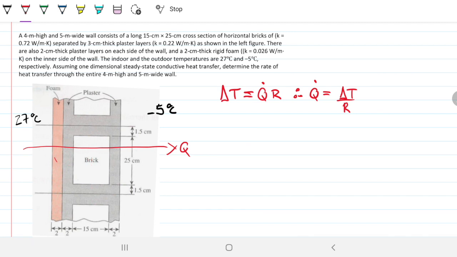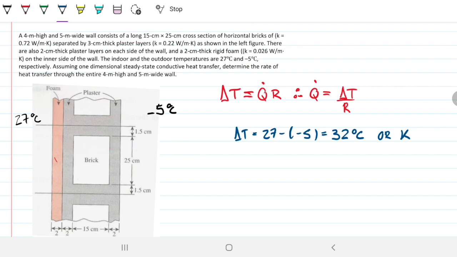Now, the difference in temperature in this case will be 27 minus the minus 5, right? So that's a 32 degrees Celsius difference in temperature, or in Kelvin, because it's a temperature difference, so it's the same thing in terms of quantity. Okay, next thing we can do is, there's plenty of different ways to solve this question, but I'm going to show you the one that I find to be the easiest one.